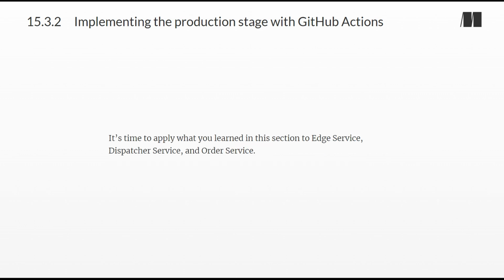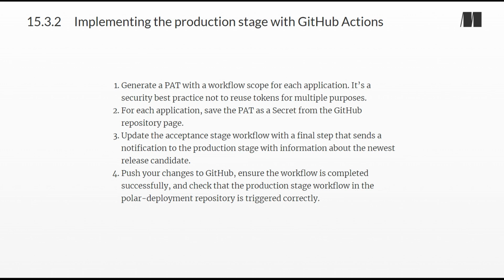Polar Labs. It's time to apply what you learned in this section to Edge Service, Dispatcher Service, and Order Service. 1. Generate a PAT with a workflow scope for each application. It's a security best practice not to reuse tokens for multiple purposes. 2. For each application, save the PAT as a secret from the GitHub repository page. 3. Update the acceptance stage workflow with a final step that sends a notification to the production stage with information about the newest release candidate. 4. Push your changes to GitHub, ensure the workflow is completed successfully, and check that the production stage workflow in the Polar deployment repository is triggered correctly.